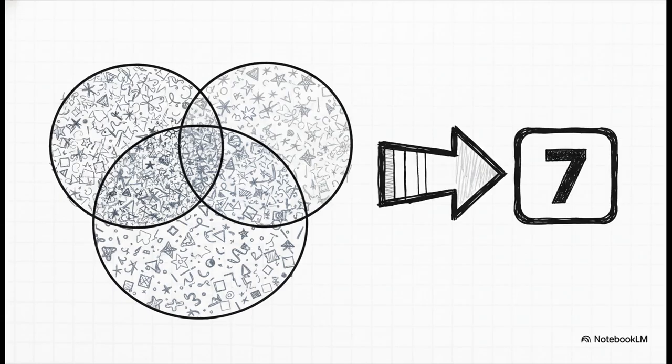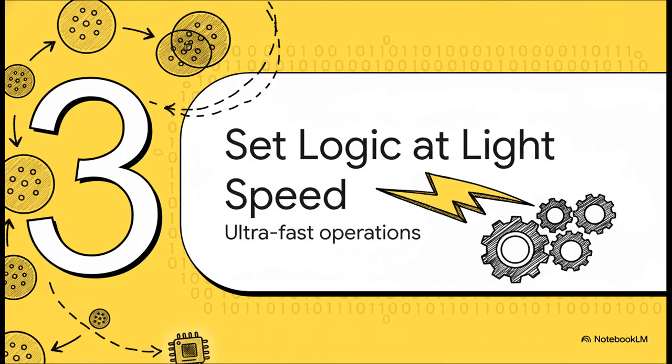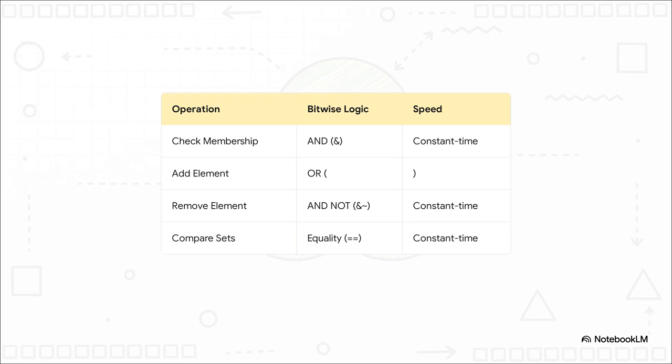It's just incredibly concise. But this conciseness isn't just for showing off. It actually unlocks a massive performance boost. This brings us to set logic at light speed, where we see how bitmasks make common set operations ridiculously, almost unfairly fast. This is where the real magic happens.